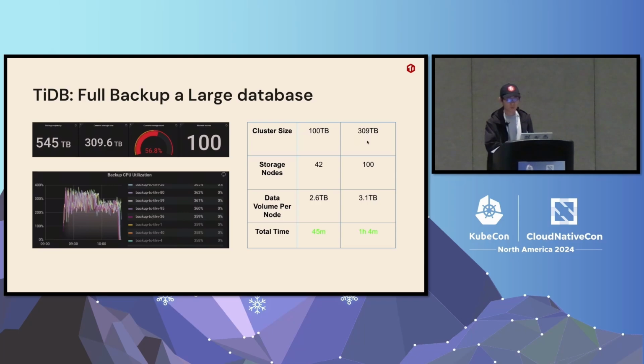And it's not 3 times the 100 terabyte test because we have more storage nodes. Actually, the total time cost by backup has a relationship with how much data each storage node has, because from the mechanism, you can see all the storage nodes can do the work simultaneously.